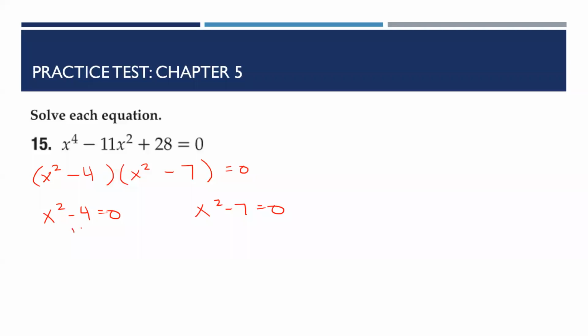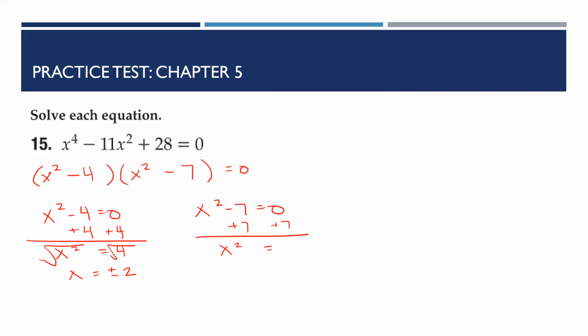And so here I would add 4 to both sides. So I get x squared equals 4. Then I can take the square root of both sides, and I get x is equal to plus or minus 2. Because remember, x could be negative 2 or positive 2. So over here, same thing, solve for x. It's x squared equals 7. And then I can take the square root of both sides, and I get x is equal to plus or minus the square root of 7. Okay?